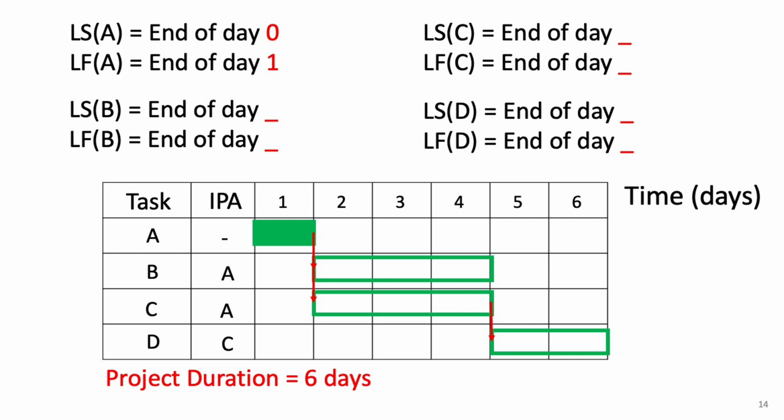Imagine you want to delay it by 1 day. How would that impact the project? Would it extend the timeline? Well, to answer that, you need to understand the dependency relationships between activities.